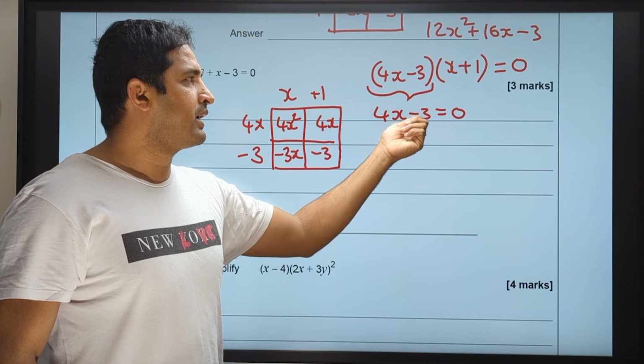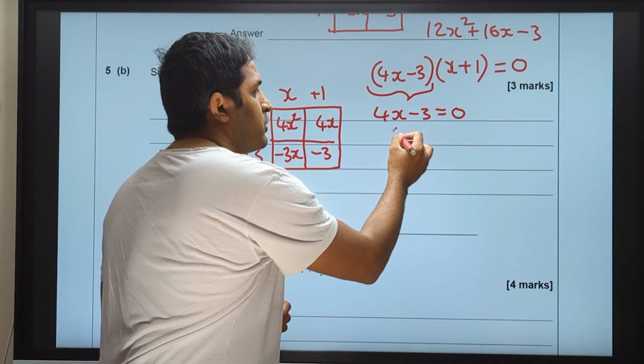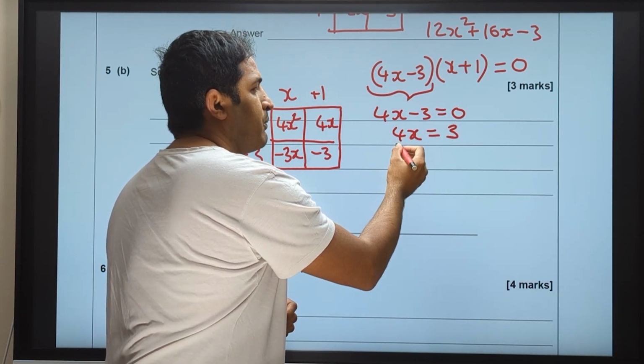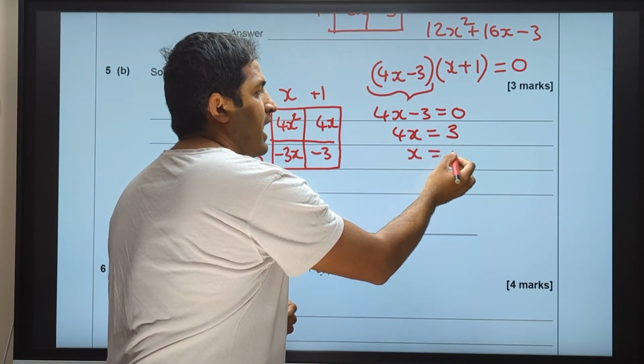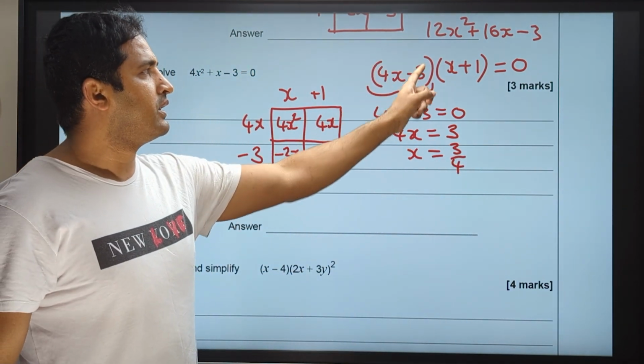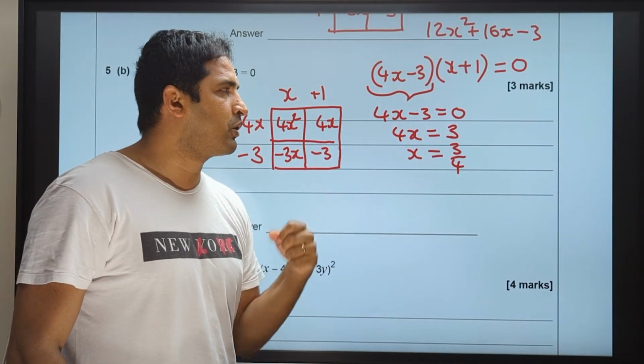So if 4x minus 3 is equal to 0, what's the value of x? We can add 3 on both sides. 4x is equal to 3. Then divide both sides by 4. We get x equal to 3/4. So when x is 3/4, this will go to 0, and 0 times x plus 1 will give you 0. That's one of the answers.